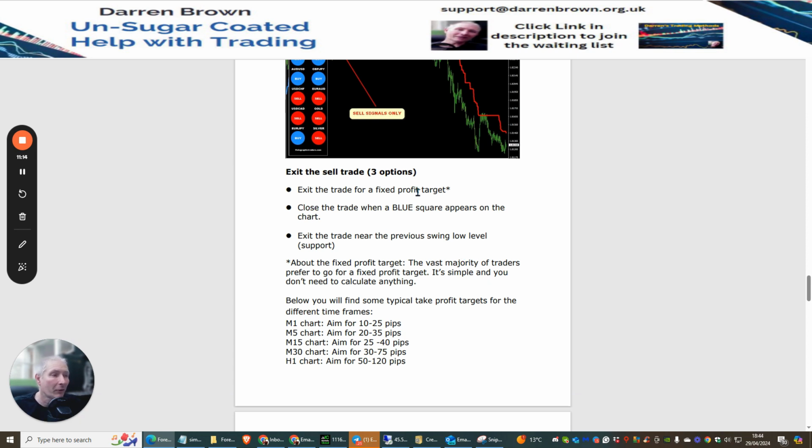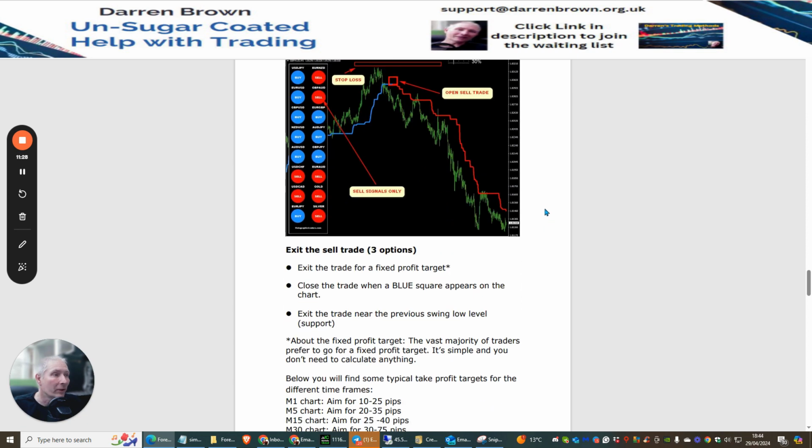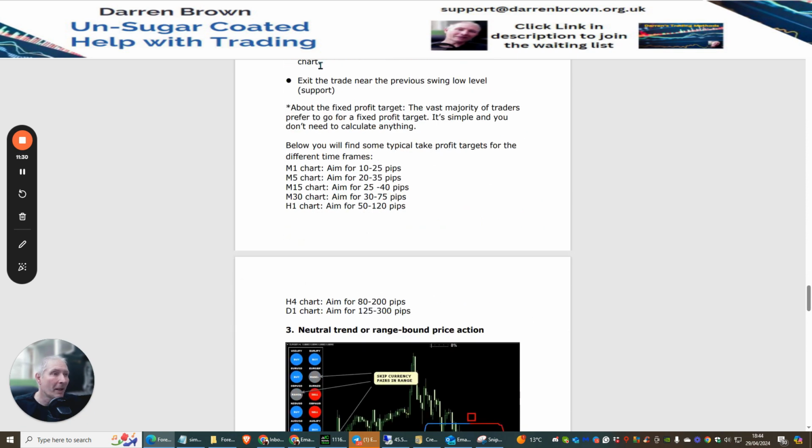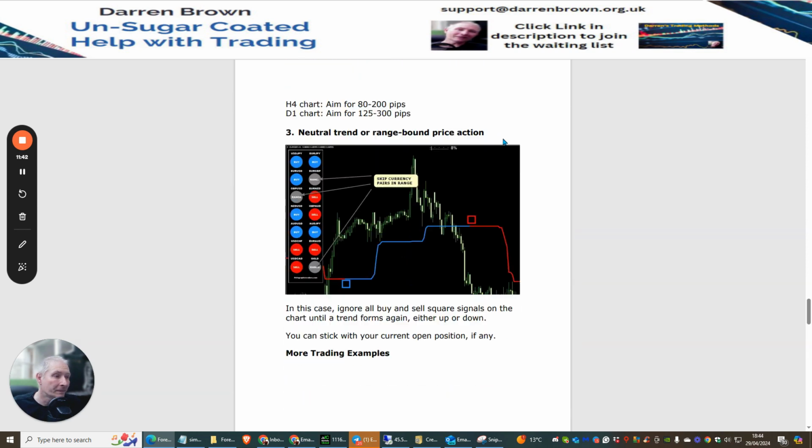So you'd exit trade for a fixed profit target, close trade when a blue square appears on the chart, or exit a trade near the previous swing low or the level of support. Remember, I trade heavily with support and resistance lines, and this is why these signals really suit me. About the fixed profit target, the vast majority of traders prefer to go for a fixed profit target. It's simple and you do not need to calculate anything. You can see here, I'm not going to go through this again, but this is pretty much the same but in the reverse order.